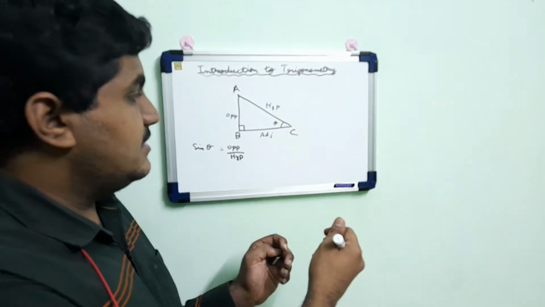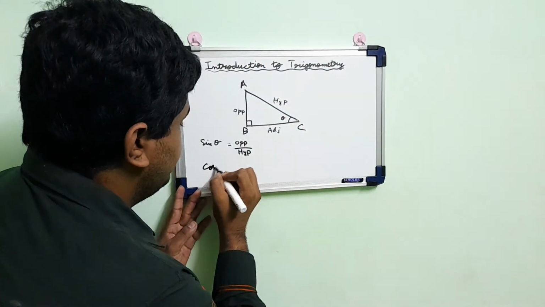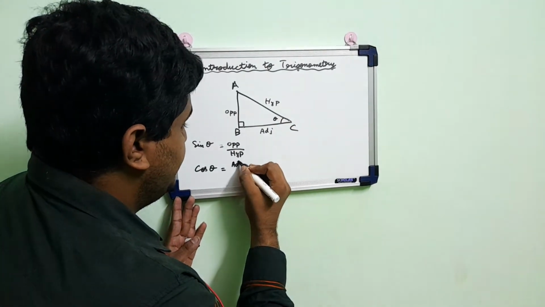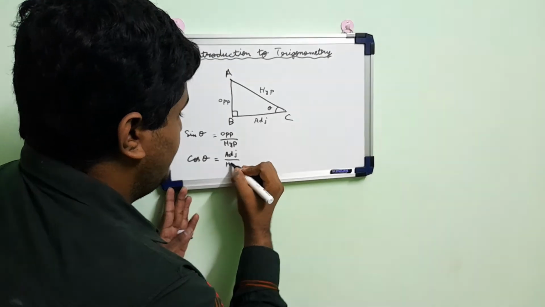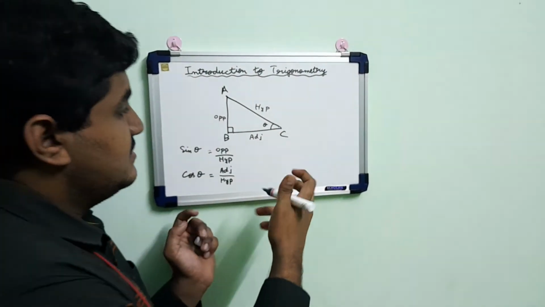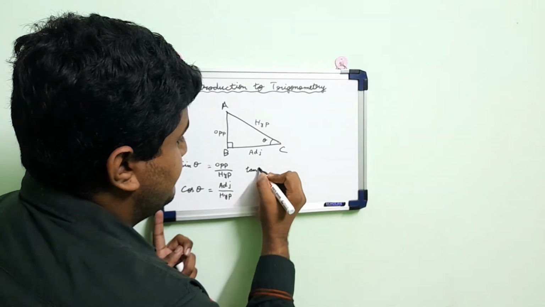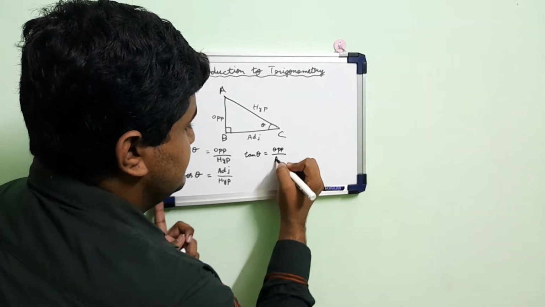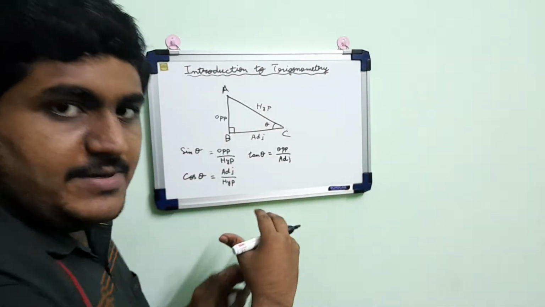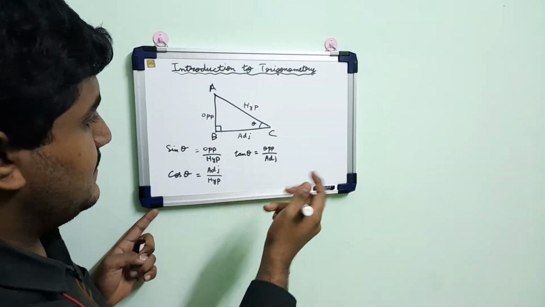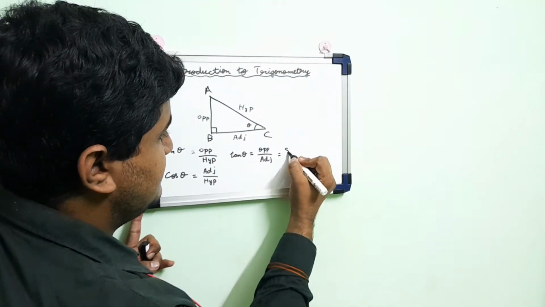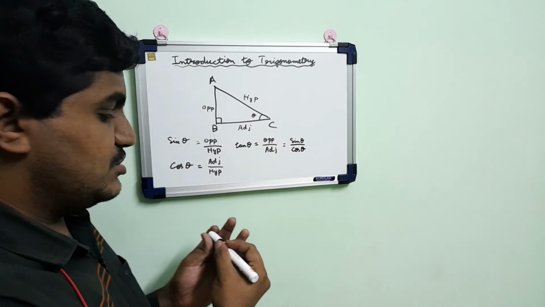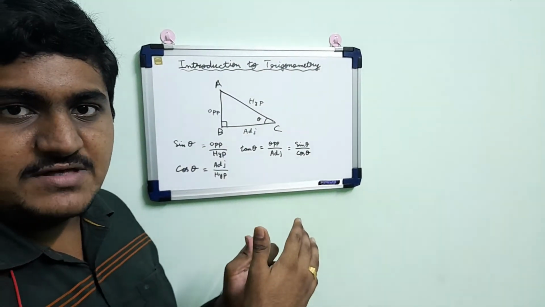Now next we will see about cos theta. In case of cos theta, it is adjacent side by hypotenuse. The next ratio that we are going to see is tan theta. It is represented as opposite side by adjacent. So by this we can also write tan theta as sin theta by cos theta. So these are the three basic trigonometric ratios out of the 6 trigonometric ratios.